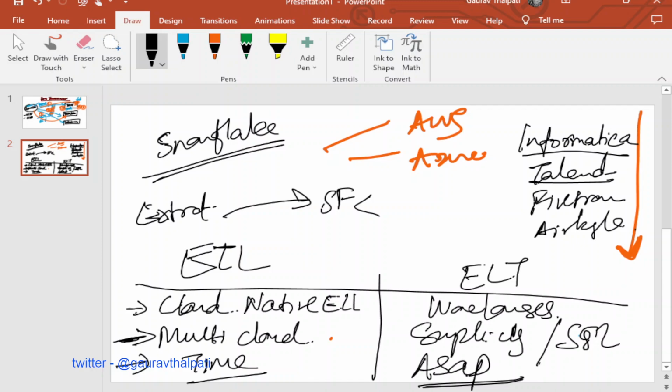So I think that's what I wanted to cover here, basically the different types of transformations and ELT and ETL. There are still a lot of things that we can discuss, but I'll stop here, and maybe in one of our next lectures we'll try to cover a few more things.